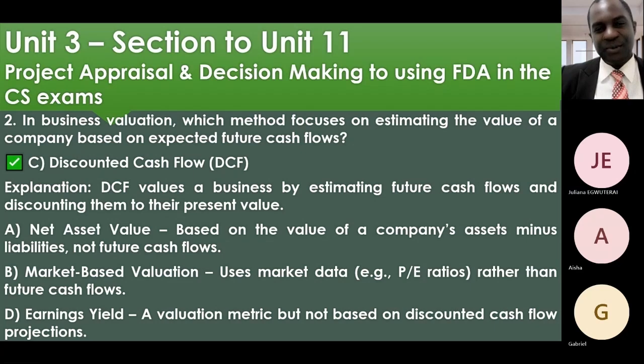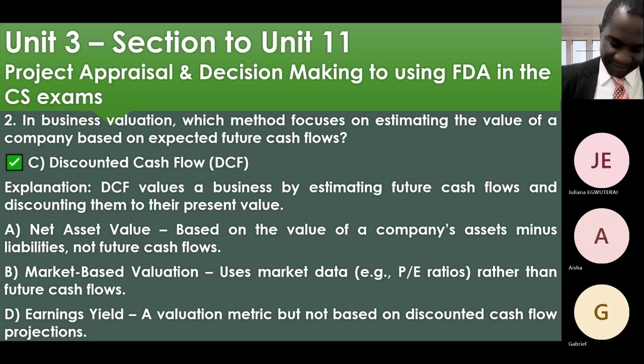When I said people were sleeping, it's because when you hear future cash flows, you just know that it's discounted cash flow. After your outlay, the next thing is your cash flows now, and it's future. And you have a discounted cash flow that is your hurdle rate.